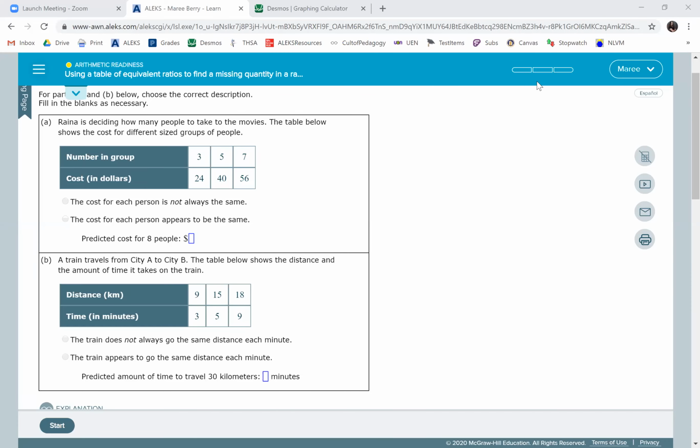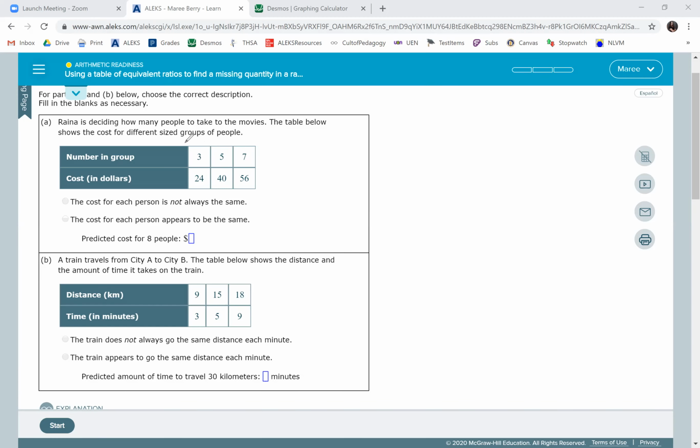Okay, I'm going to attempt to explain how to do this problem where we use a table of equivalent ratios to find a missing quantity in a ratio. So what we're trying to do is decide if these are the same ratios. Let's read the problem first.